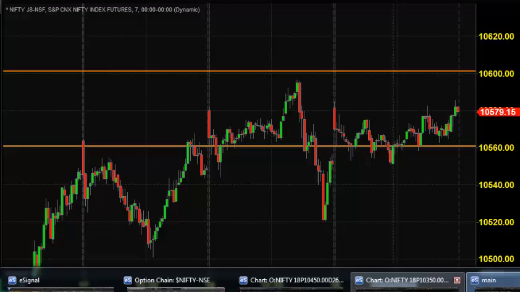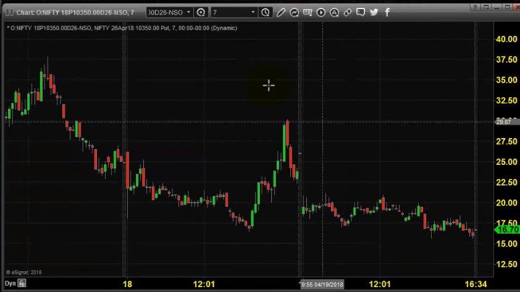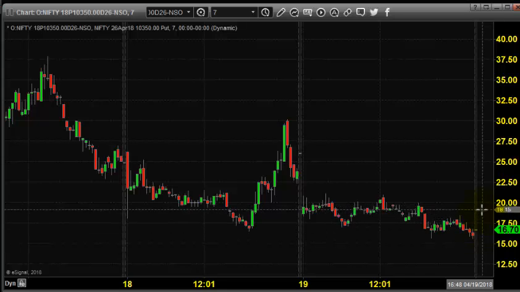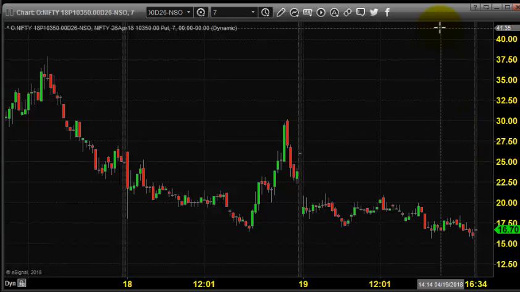So again we will be buying 10,350 put option. Maybe the price can trade near 20, so you can buy. The maximum loss you can incur will be 20 points.